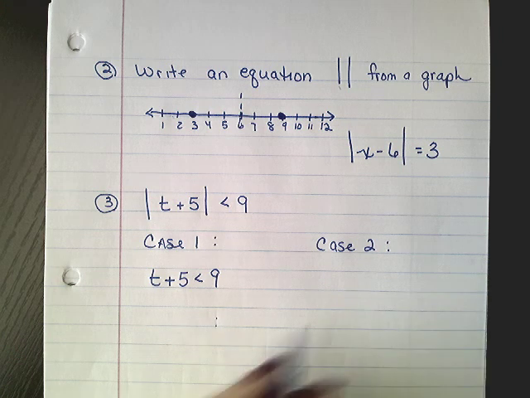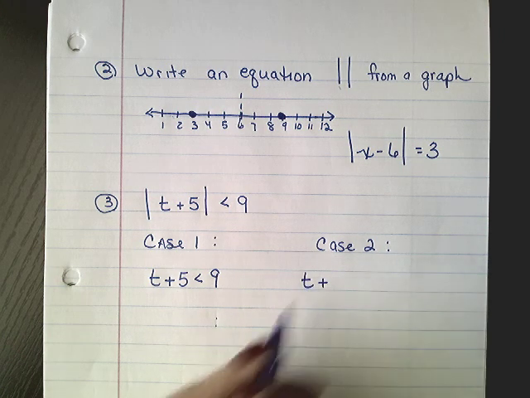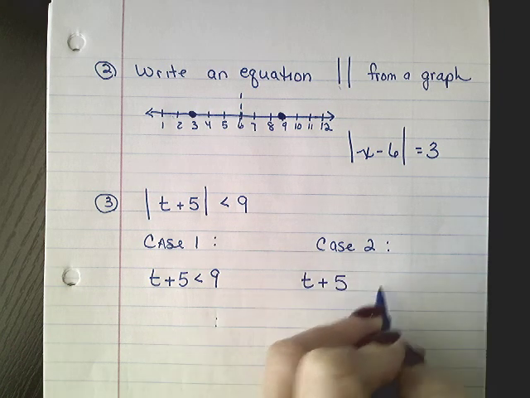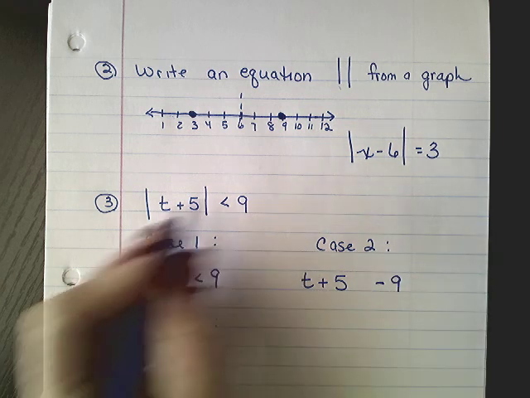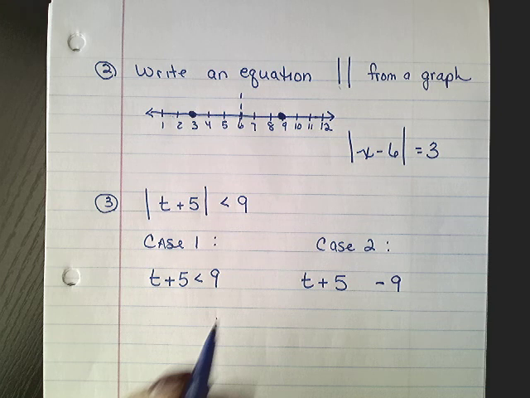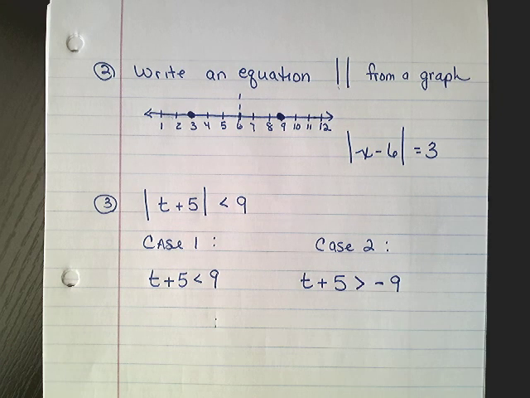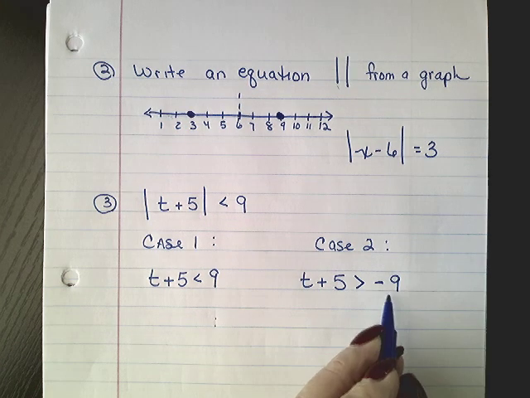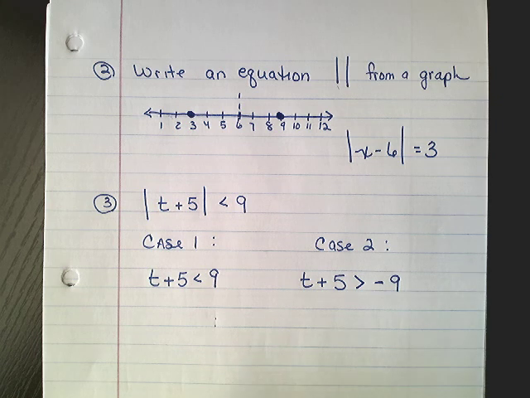All right, now here we're going to say t plus 5, and we know that's going to be a negative 9. But now that we're working with inequalities, not only do we change that to a negative 9, but we also have to flip our symbol. Okay? When you're working with inequalities, you have to flip the symbol and change that second value to its negative. So case 1 and case 2 is a little bit different when you're solving equations versus inequalities.